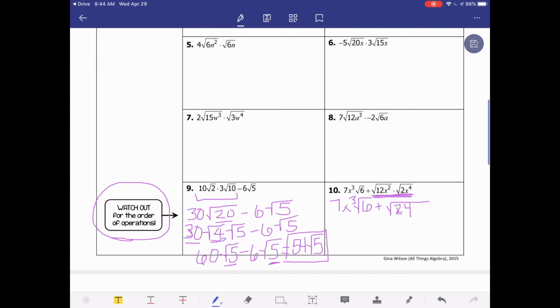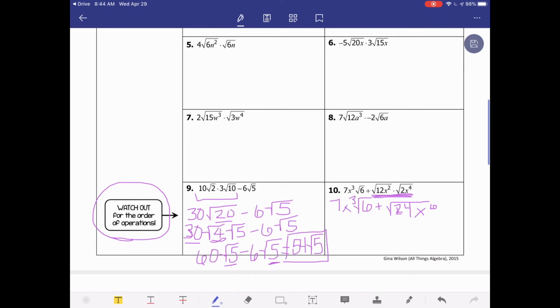Then I'm going to use my product rule. So I have x squared times x to the 4th. When I'm multiplying, I'm going to keep my base, which is x, and add my exponents. 4 plus 2 is 6. So I now have inside this radical 24x to the 6th.